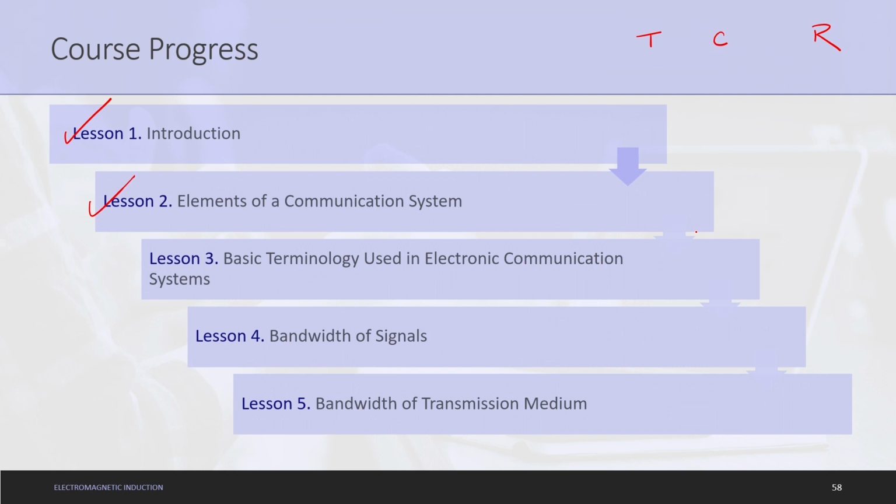And finally, it can be put to good use, any use which you require. So this was the concept we talked about in lesson number 2. Then in lesson number 3 we talked about the basic terminologies used in electronic communication system. We started with transducer, then we studied about signals. There were two types of signals, one was analog signal, one was digital signal.